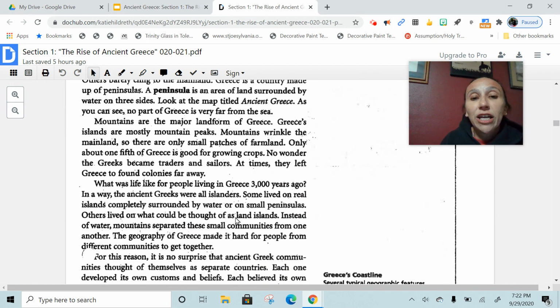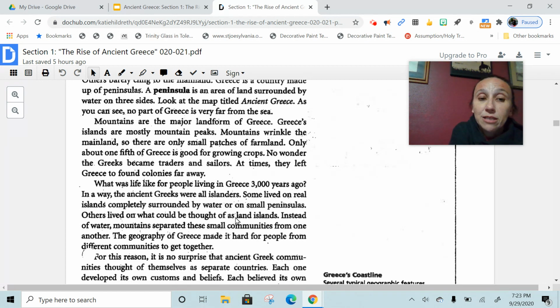Mountains are the major landform of Greece. Greece's islands are mostly mountain peaks. Mountains wrinkle the mainland, so there are only a few patches of farmland. So think about that, because we're going to talk about the economy in more depth, probably later next week. So that gives you kind of a clue, right? Only about 1/5 of Greece is good for growing crops.